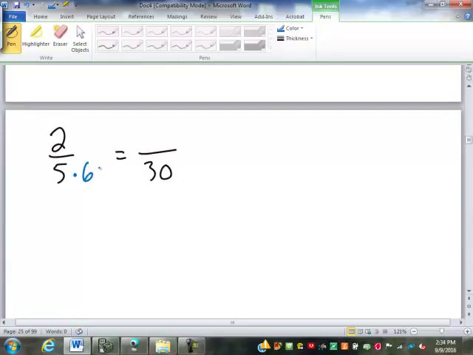6. So we have to do the exact same thing to the numerator. We have to multiply that by 6. 2 times 6 gives us 12. 12/30 is exactly the same value as 2/5.